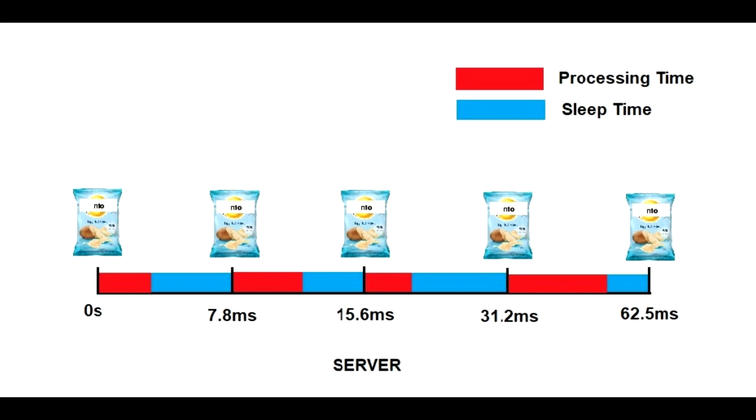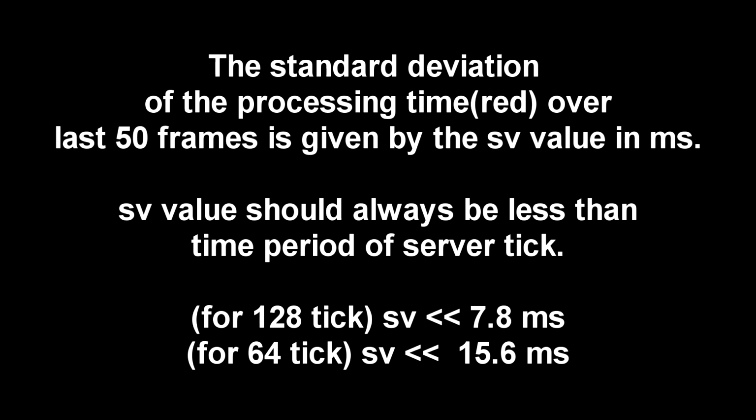Now here is a simple timeline of the operation at a 128 tick server. The server receives a new packet every 7.8 milliseconds, and the red region between this time gap would be the time taken by the server to analyze the received info and to do the necessary calculation regarding the game at hand. This time is not constant and depends on the packet, and the standard deviation of 50 such passed packets is the SV value. For proper operation, the red region or the SV value should be less than the time period of the server, in our case 7.8 milliseconds.